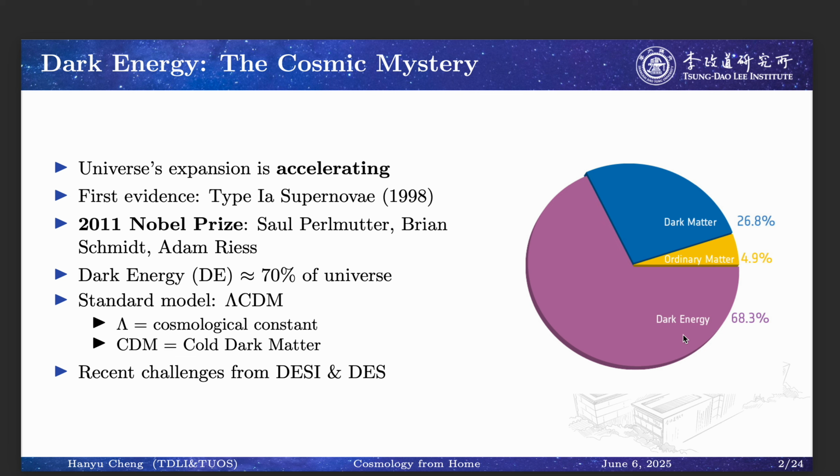Now we know that dark energy composes 70% of the universe according to lambda CDM, where lambda corresponds to the cosmological constant and CDM corresponds to cold dark matter. This lambda CDM model is called the standard model in cosmology. But it is challenged by the recent DESI BAO data and the DESY5 supernovae data.